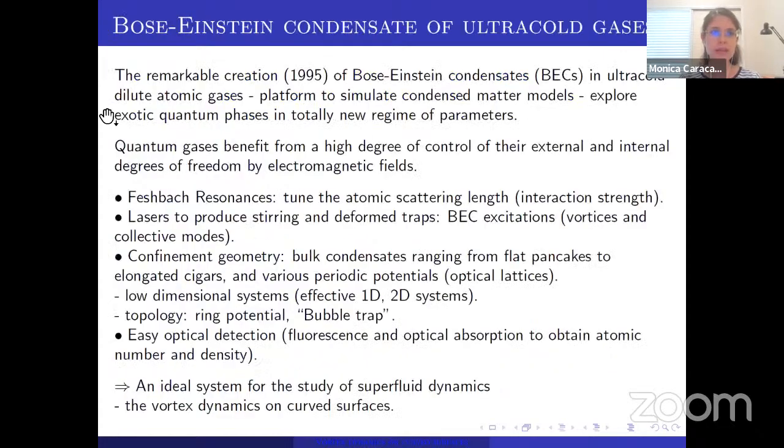Well, let's start then with the introduction. Since the creation of Bose-Einstein condensates in 1995, ultracold gases have served as a platform to simulate condensed matter models. For example, we have fermionic degenerate gases trapped in optical traps. And this system can, for example, simulate the electrons in crystalline structures of solids. And also with these ultracold gases, we can explore exotic quantum phases, a totally new regime that is not reached in the usual condensed matter systems.